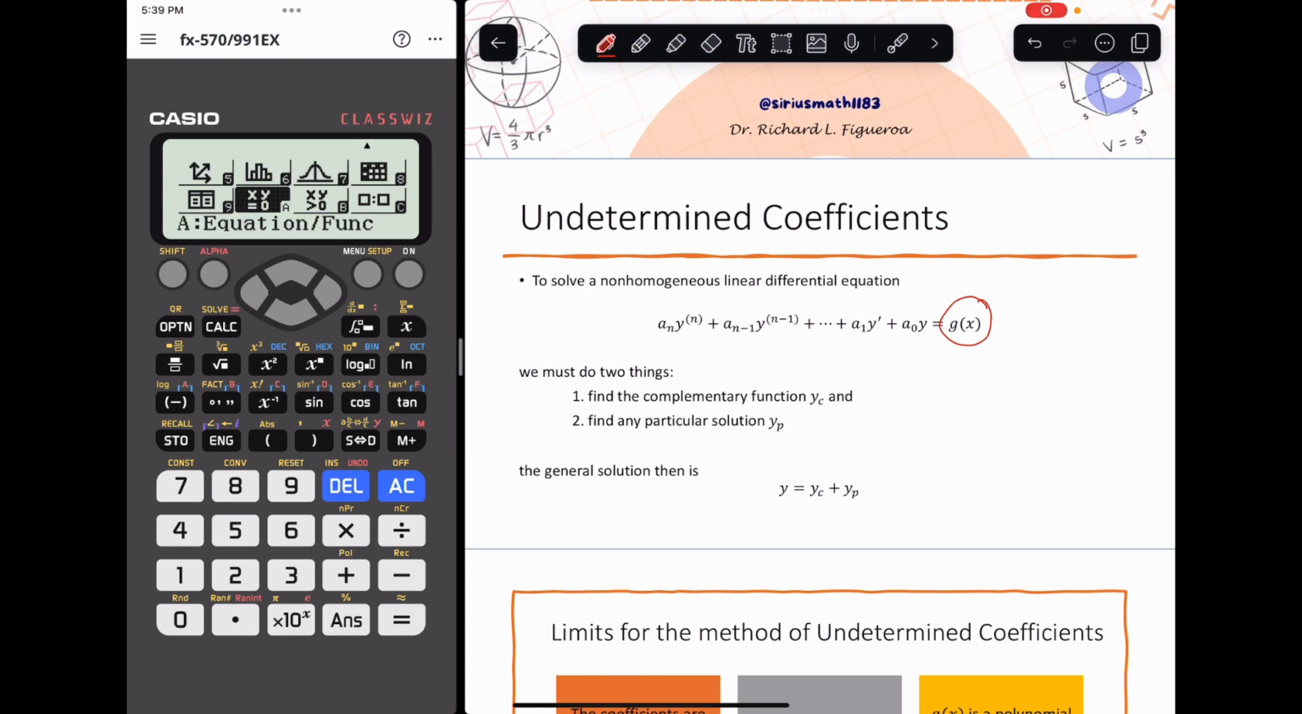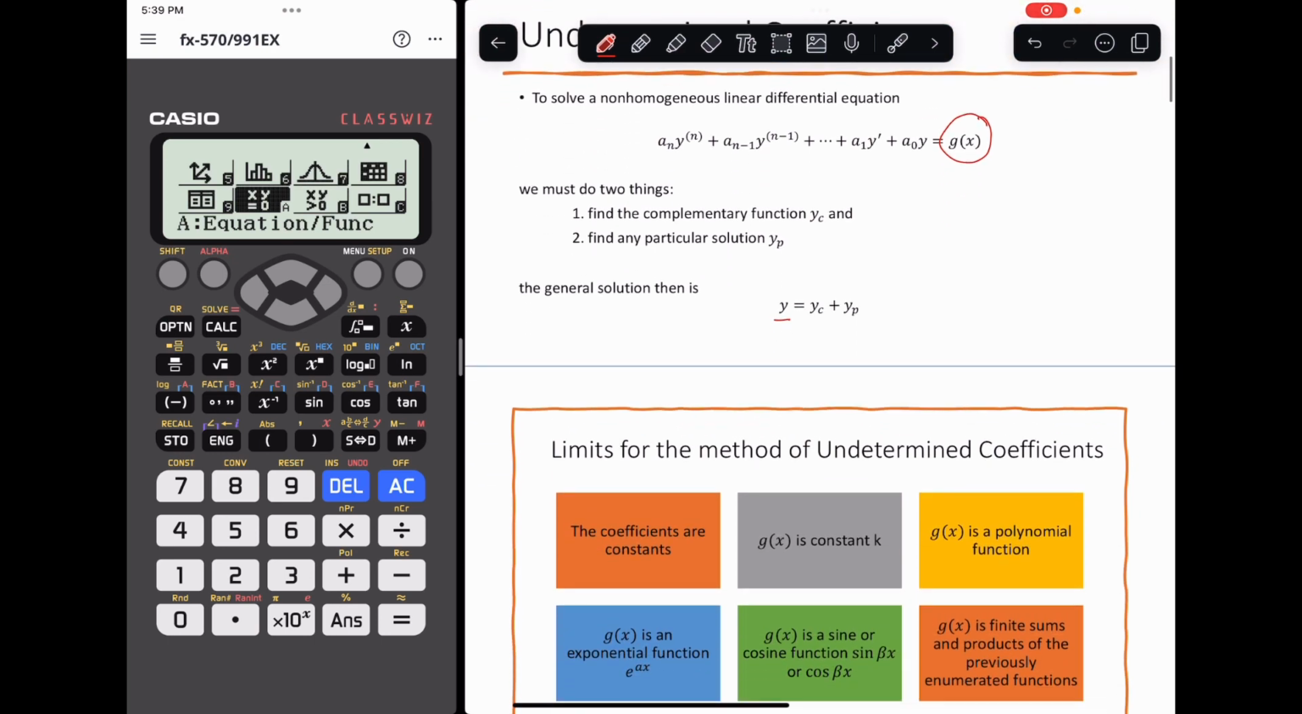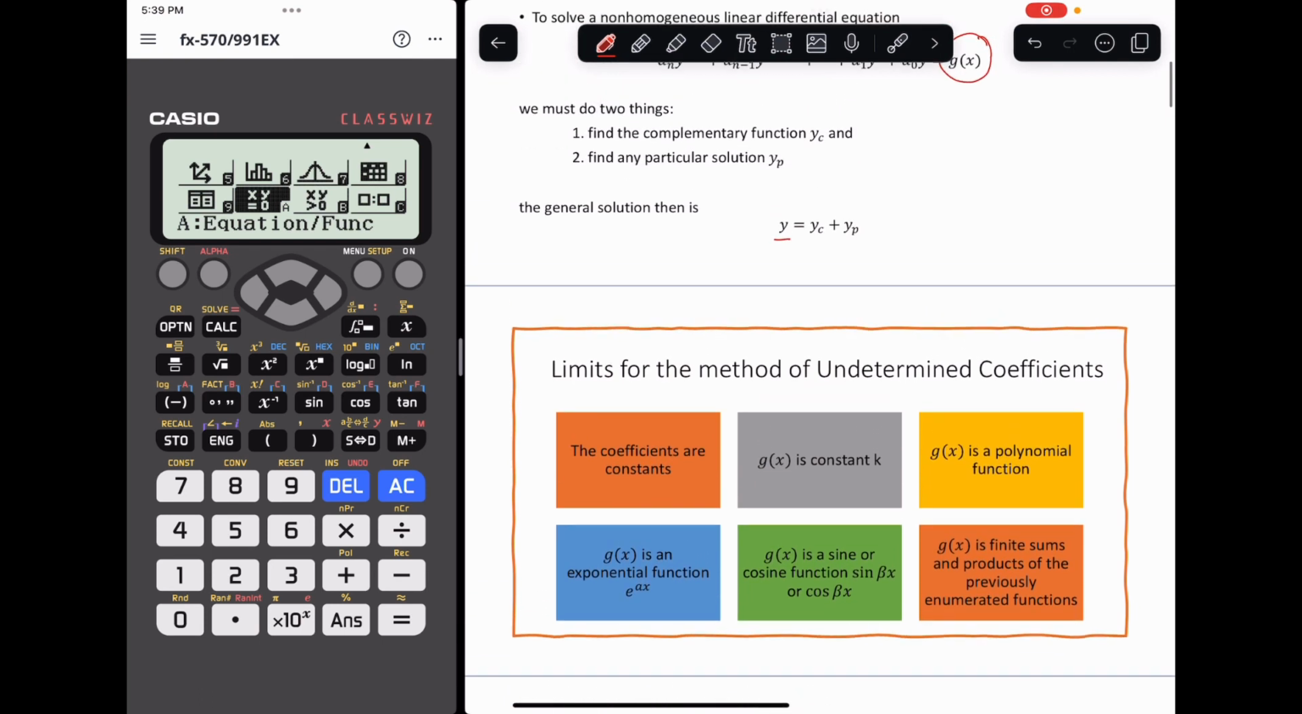Using the superposition principle, we can get the general solution of the differential equation as a combination of yc plus yp. So y here corresponds to the general solution, and yc plus yp is the linear combination of the complementary function yc and the particular function yp. But take note that not all functions of x can be solved using undetermined coefficients. There is a limit in using the method of undetermined coefficients.